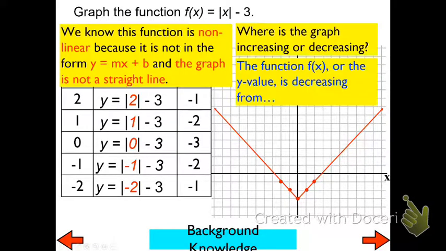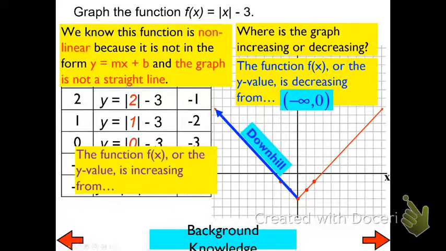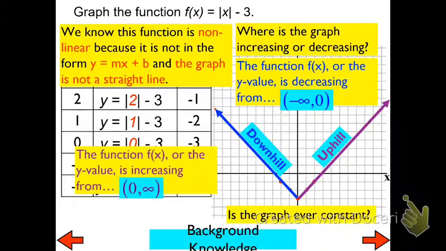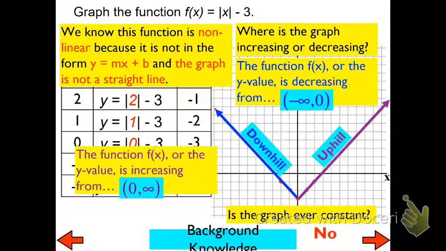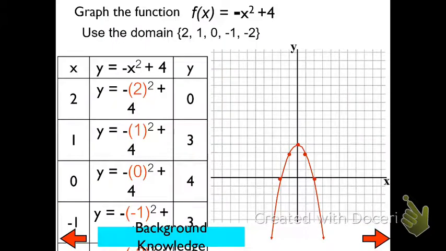So if you take a look at our slide, notice it's going downhill because you're going left to right, downhill, and then it's going uphill. So downhill is decreasing, uphill is increasing. Okay, then we have another picture. So the first picture was decreasing and then increasing. Okay, the second picture is the opposite of the first picture.